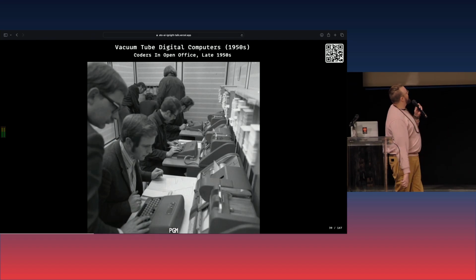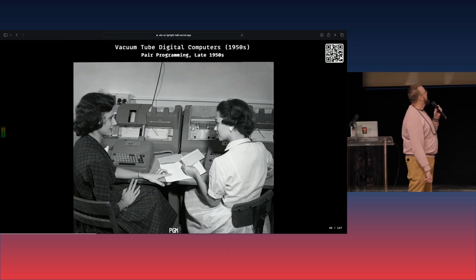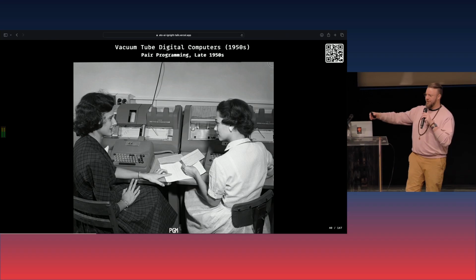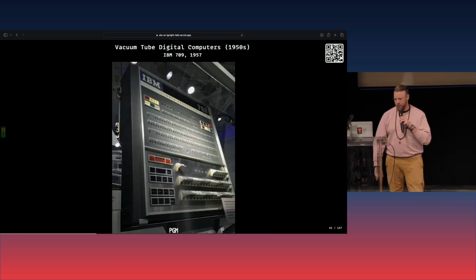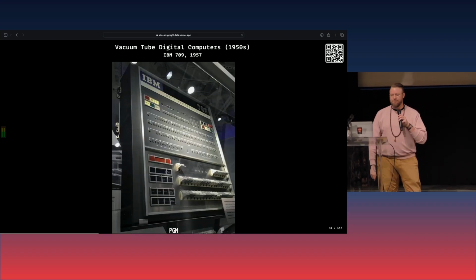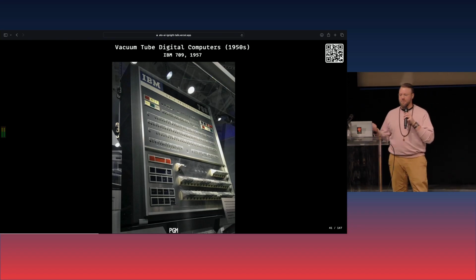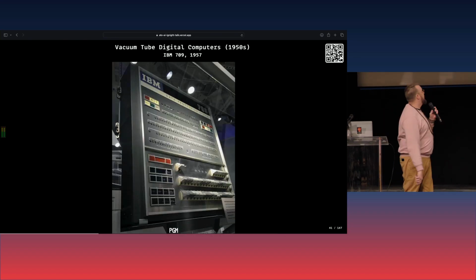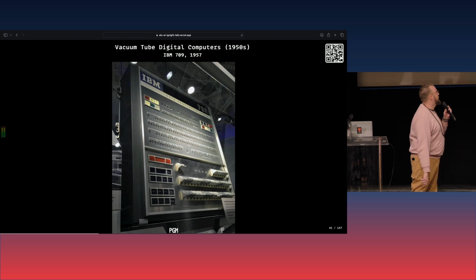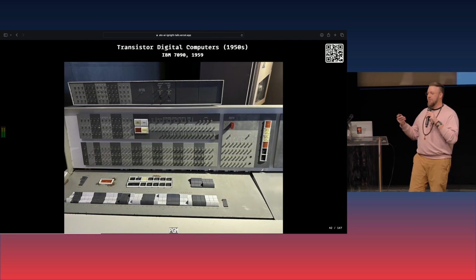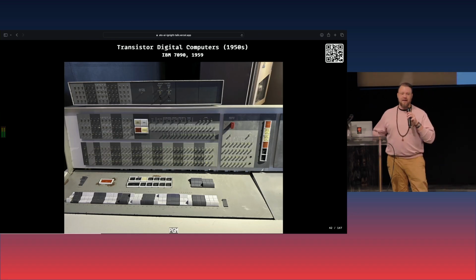Here's some programmers in an open office, 1950s. Pair programming, late 1950s, you would write code and then you would verify it on another machine. You had to have two people doing this stuff. This stayed pretty constant all the way up to 1957. IBM comes out with the 709, which is a totally vacuum tube powered computer. But then transistors come onto the market. And we have the IBM 7090, 1959.